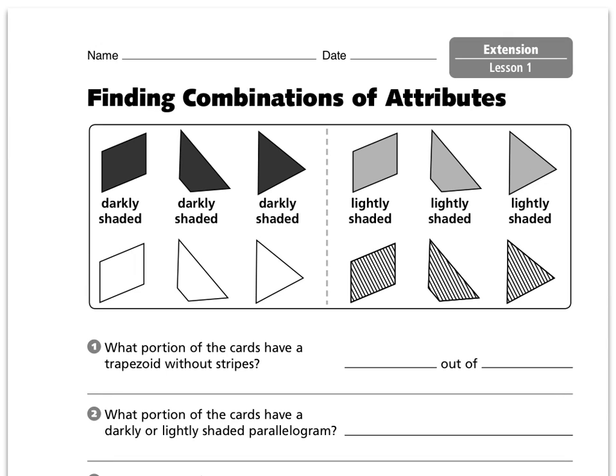Let's look at Chapter 10, Lesson 1 Extension, Finding Combinations of Attributes. We're going to use this chart in order to answer the questions. What portion of the cards have a trapezoid without stripes? So I need to find all of the trapezoids.